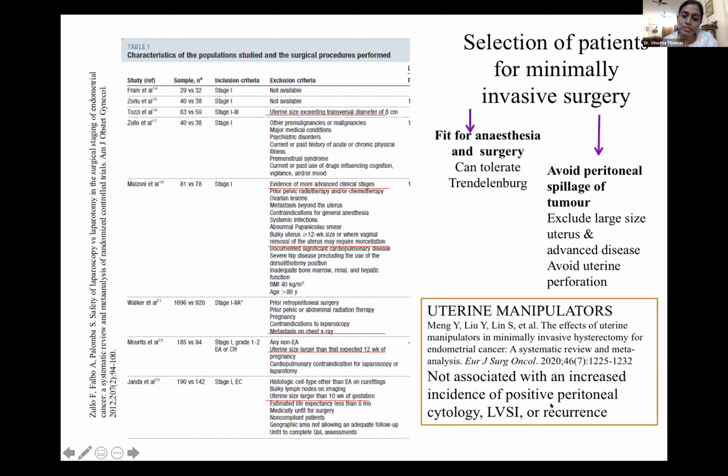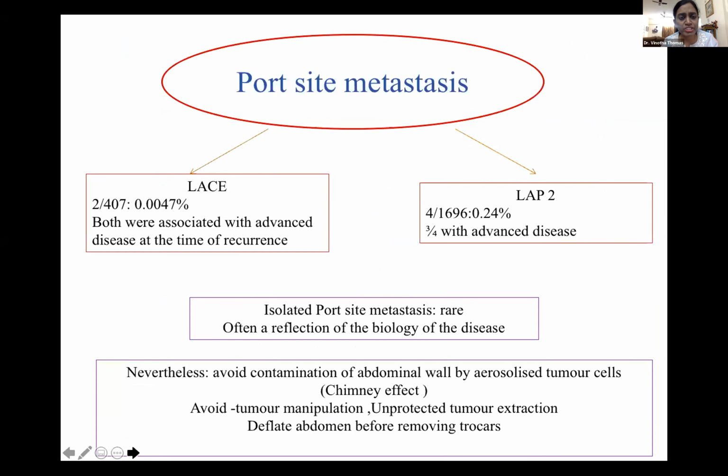Whether uterine manipulators change oncologic outcome, again, there is varied evidence, but this systematic review presented this year showed there was no increased incidence of positive peritoneal cytology or presence of LVSI in the final specimen, or in the recurrence pattern. A special mention of port site metastasis: isolated port site metastasis is extremely rare. In the LACE trial and LAP2 trial, it was less than 1% and is often a reflection of the disease. I'm concluding.